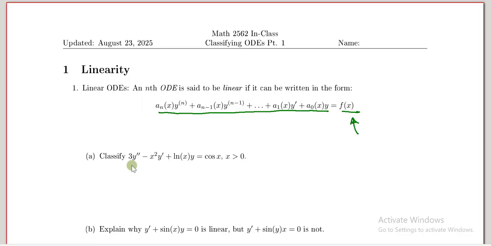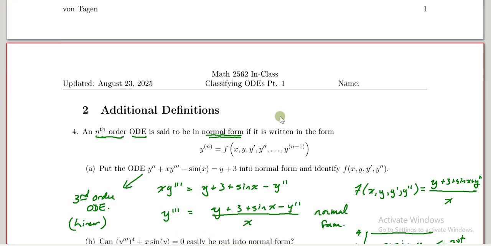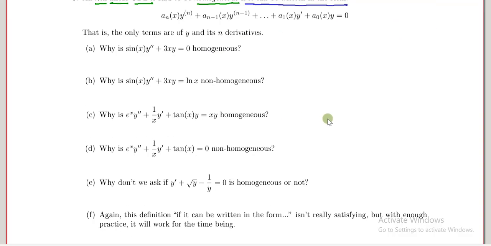So for example, this is a second order linear ODE. It's already in linear form for us, and here the function that depends just upon the independent variable is the cosine of x. Specifically, it's not the 0 function. And so this function right here would not be homogeneous. Let's go look at these examples, which will clarify the same thing.